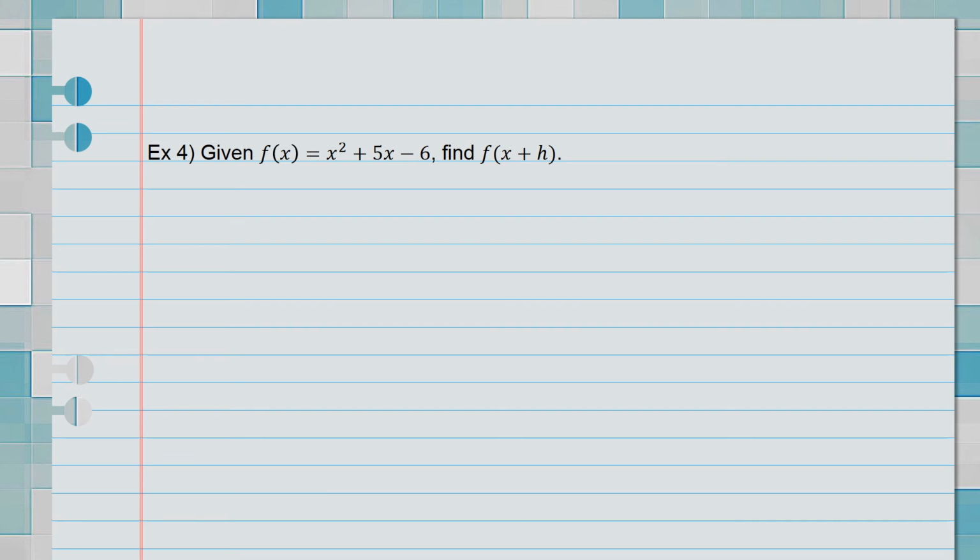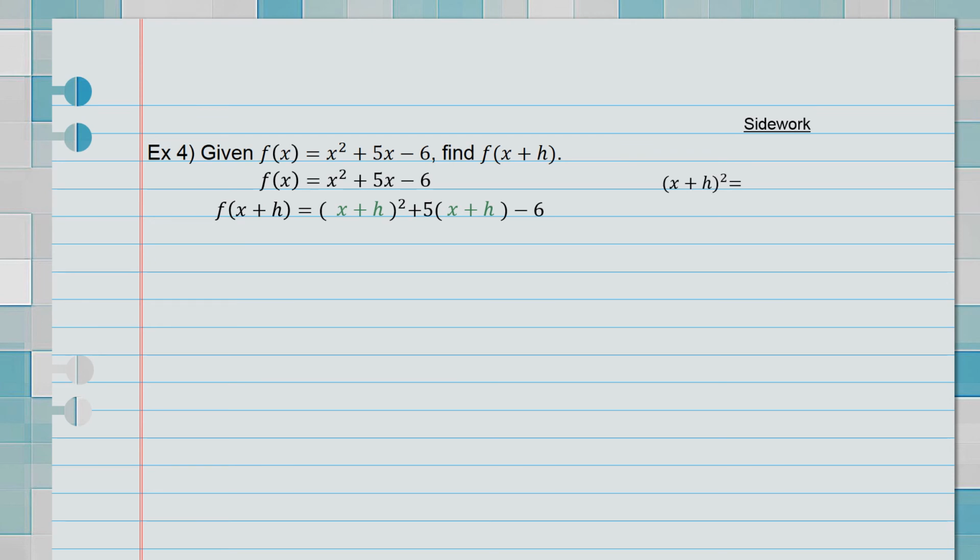Example 4, given f of x equals x squared plus 5x minus 6, find f of x plus h. Well, again, we have the given function, and they're asking us that in place of x, we replace it with x plus h. Just like before, we follow GEMS. Can we do anything inside the grouping symbols? No. Do we have exponents? Yes. So on the side of our paper, we have x plus h squared.